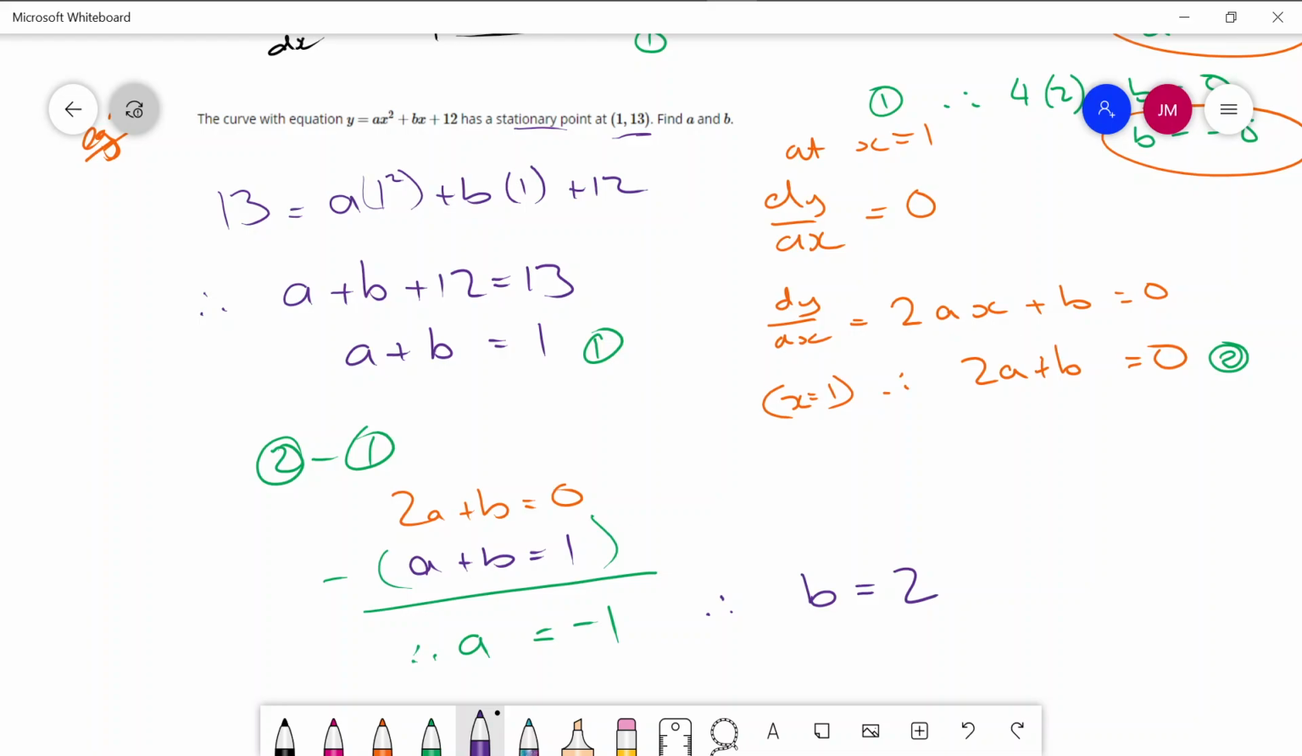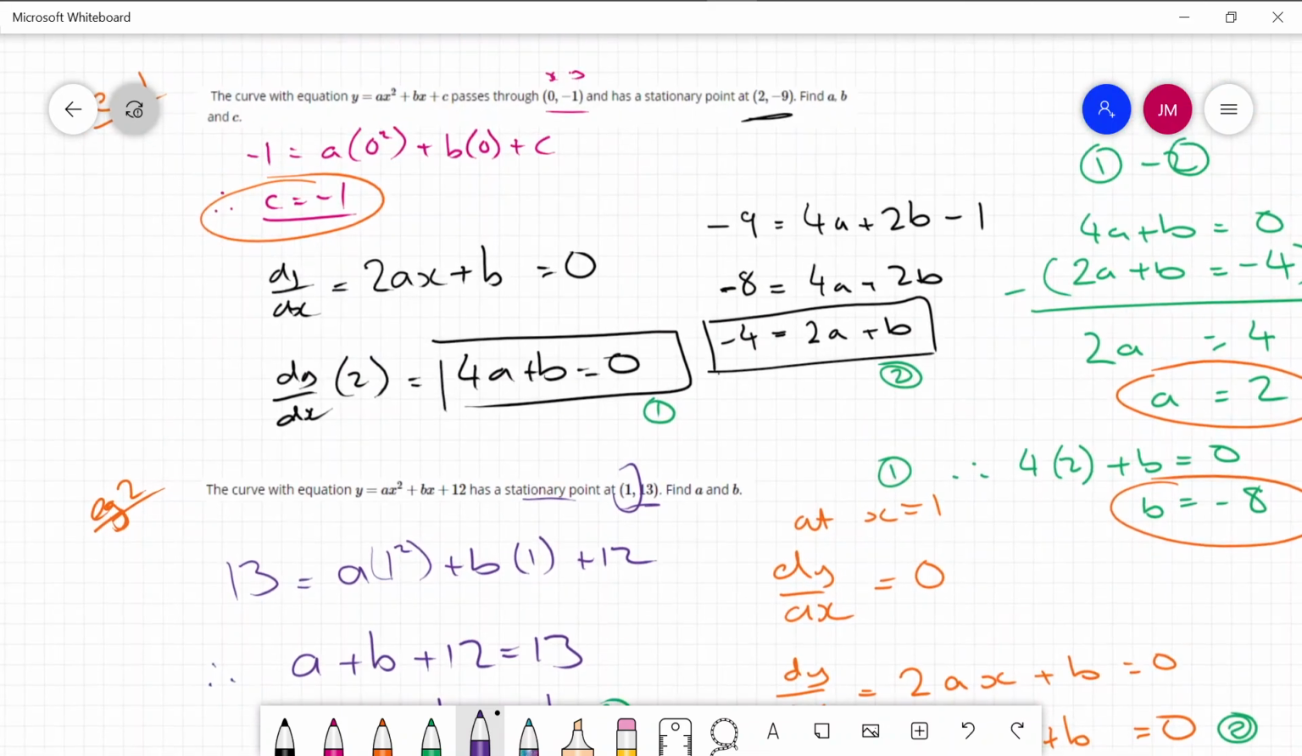Okay, so just to recap, if you know the stationary point, we find the derivative, set it to equal 0, and we can take the x value of that stationary point and sub it in to find our equations. Now, once we've got a couple of equations with two unknowns, we can use simultaneous equations to find a and b. So for both the first and the second examples, we had two equations with a and b in it. We had to find them using simultaneous equations.